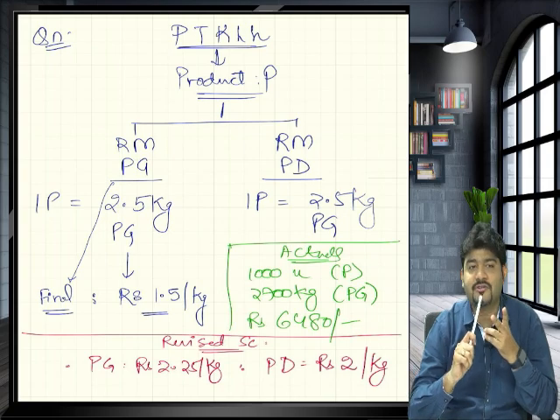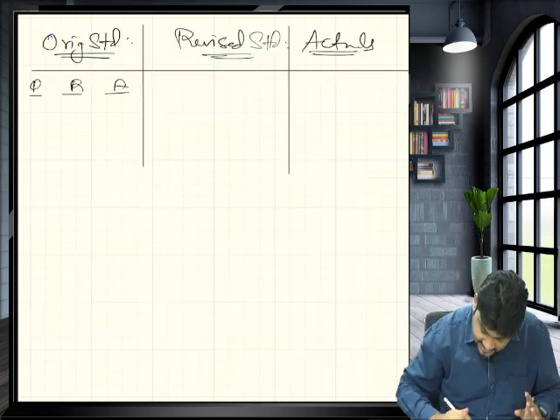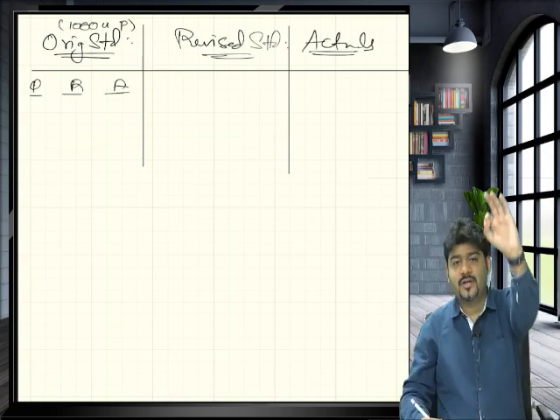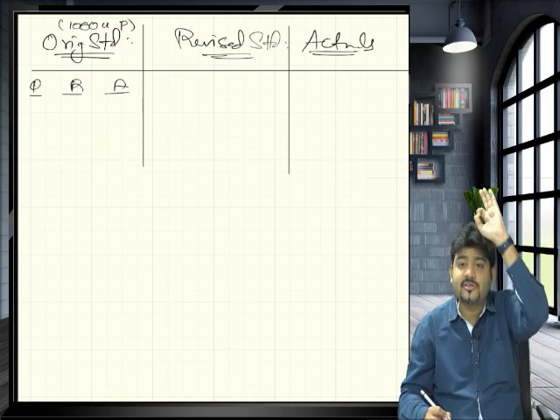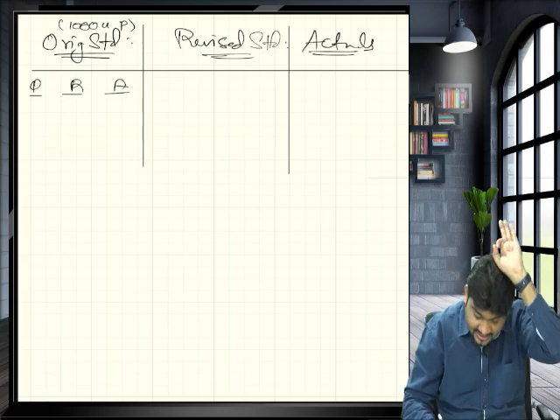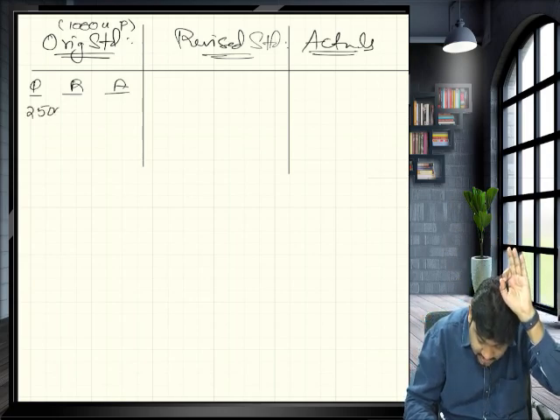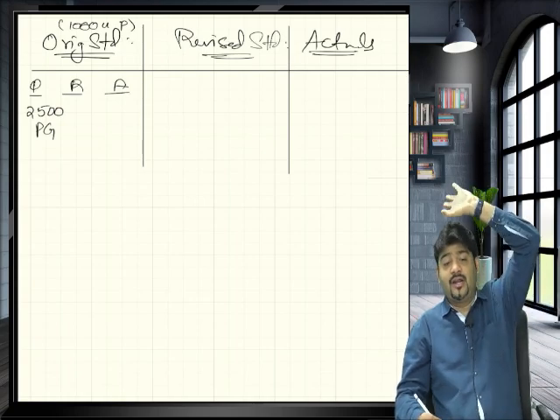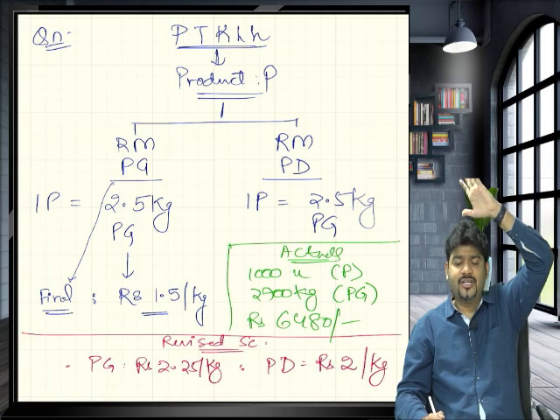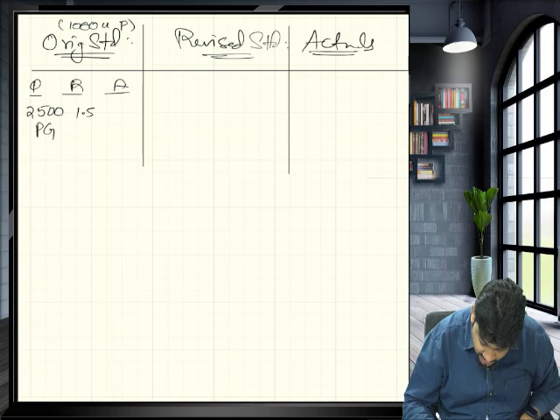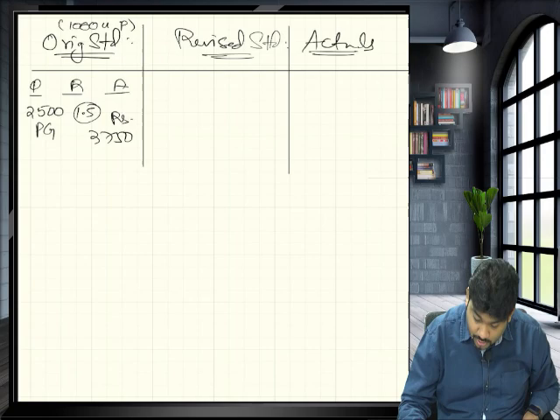The original standard is for 1000 units and 2500 quantity, right? So we will say here that the original standard is for 1000 units of P. As per our original standard, for 1000 units of P, what quantity of raw material is required? 2500. So we will write here 2500 of PG. Any questions here? What is the original rate that we had thought? Don't look at the question, just look at the summary. 1.5. What is the amount? 3750. Clear?